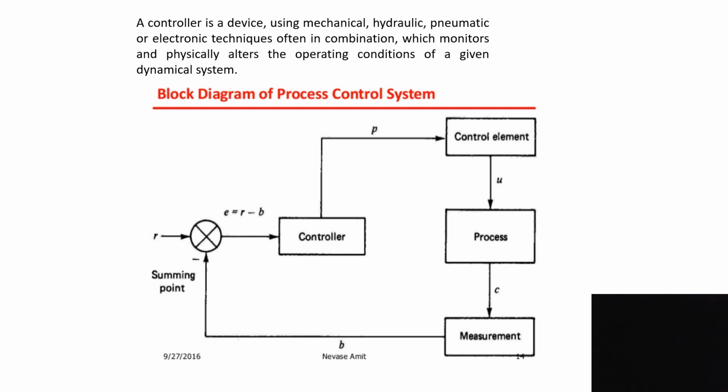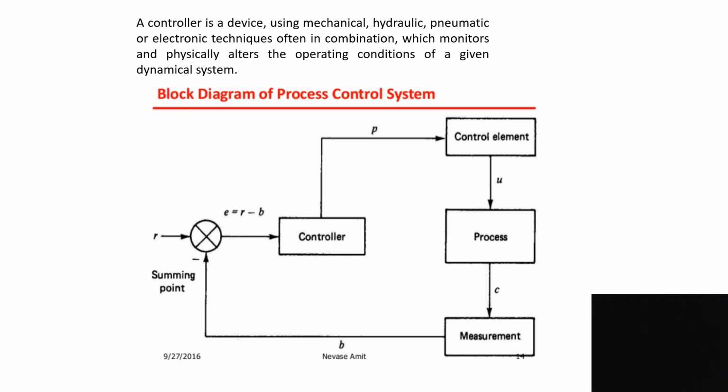Based on this example, let us define what a controller is. A controller is a device, which may be mechanical, pneumatic, hydraulic or electronic, which monitors and physically alters the operating conditions of a dynamic system. So please don't say the controller is going to control the process. A controller is going to monitor and physically alter the operating conditions of a dynamic system. The best example is the speed control of an automobile system.